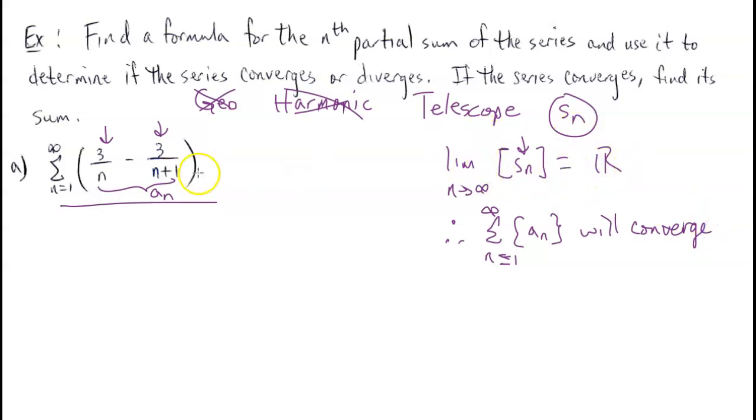So if we can find a way to express the sequence of partial sums as an algebraic function of n, and we take the limit of that, and it actually equals a real number, then we know automatically without anything else that this particular series will converge. And whatever this limit ends up equaling is what that particular series will converge to. Okay, so that is the idea here. And so that's why the first thing that we're going to do is try to figure out what our sequence of partial sums of this series will be. So we start off here.